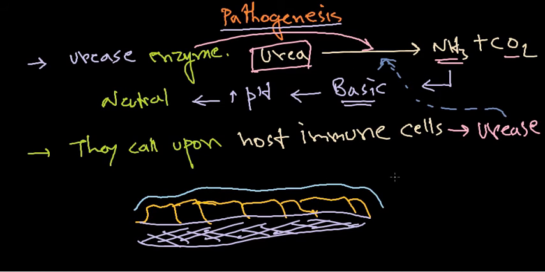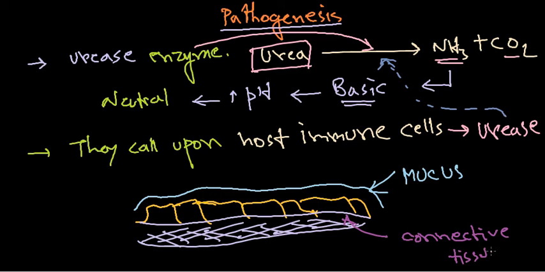This is very important. So three layers. This is a mucus layer. This is connective tissue. And this middle one is the epithelial layer. Okay, so these are the three layers.